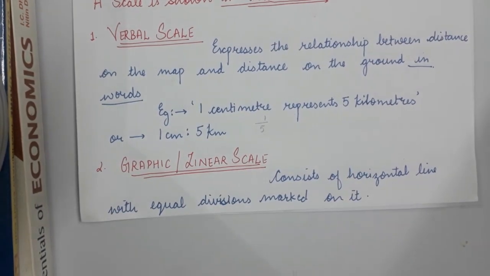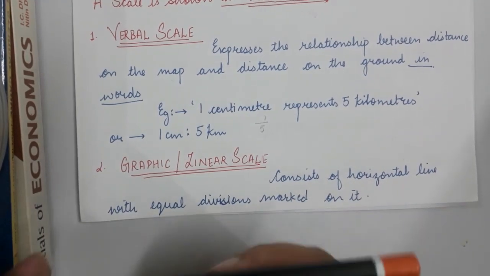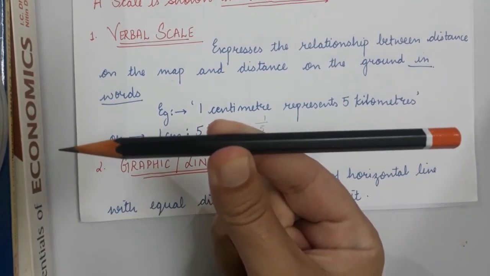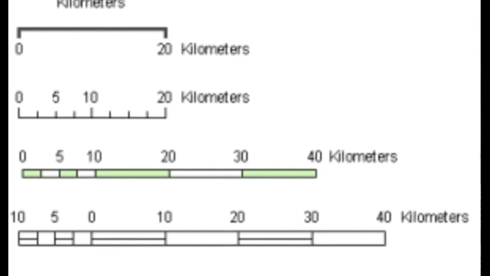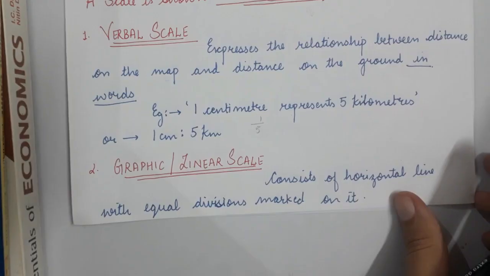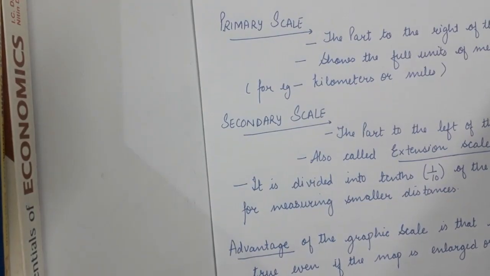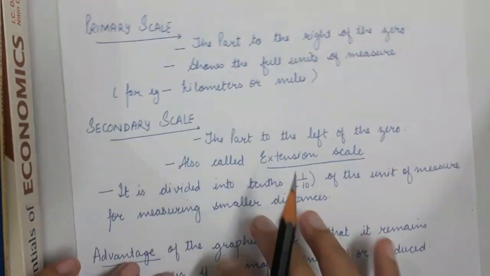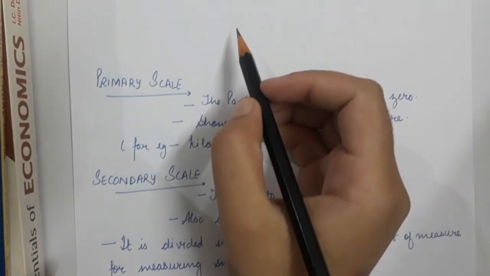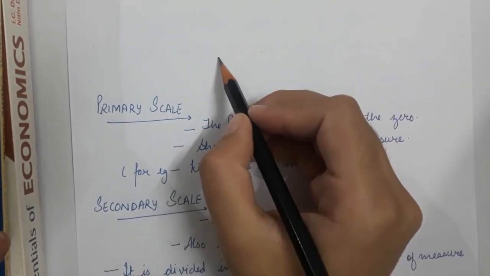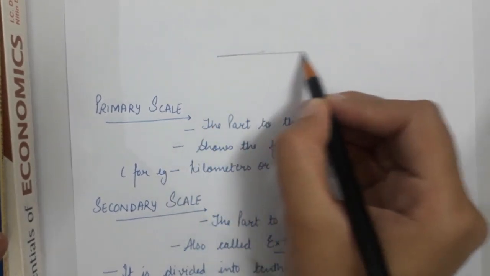It consists of a horizontal line with equal divisions marked on it. It is like a ruler, a horizontal line. You can see these two pictures in order to understand it in a better way. These are the two pictures of the scale. The line has demarcations on it, different lines marked on it. In the figure you can see carefully that I have drawn a single line.